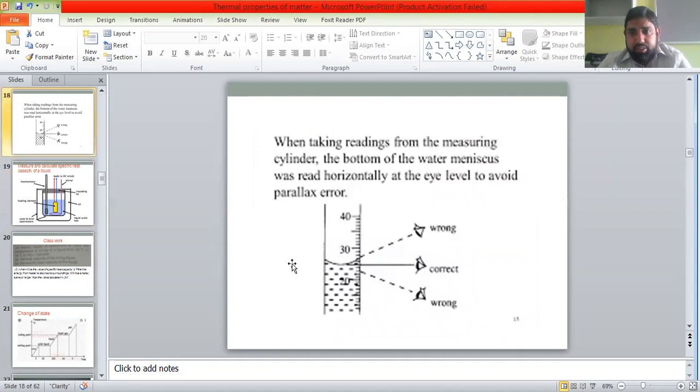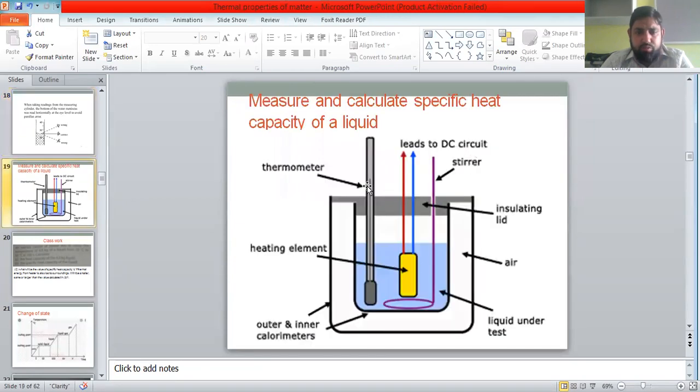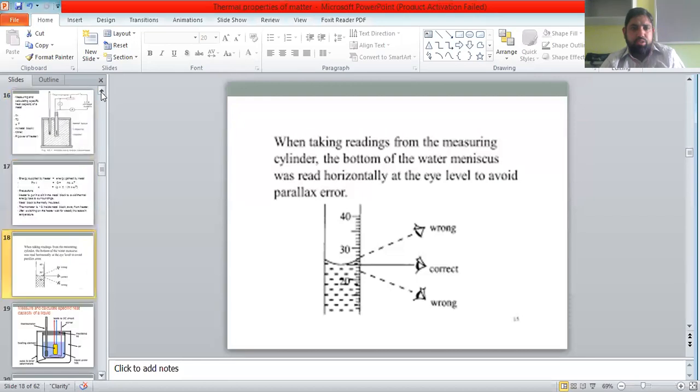There is one more thing, that is parallax error, I would like to discuss. Okay, so we were discussing measuring and calculating the specific heat capacity of the liquid. So we discussed that. One more precaution which you need to discuss is parallax error. In both the pictures you have seen that the thermometer is placed vertically, so that you can read the thermometer.